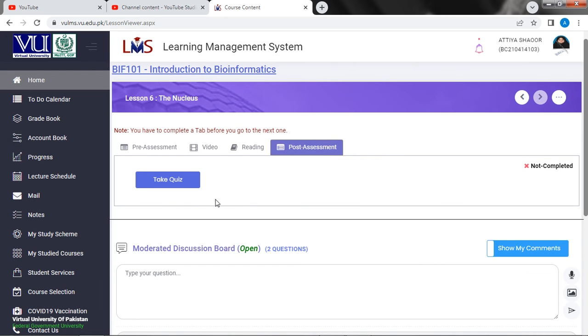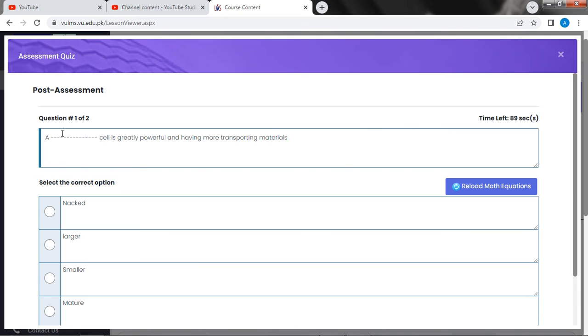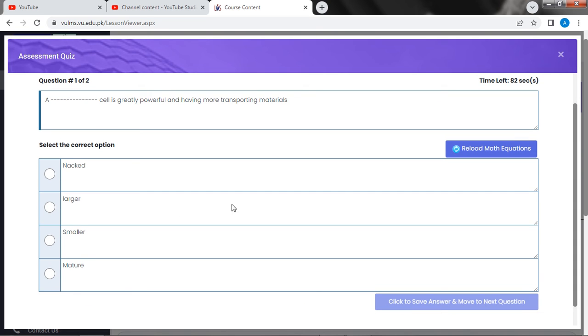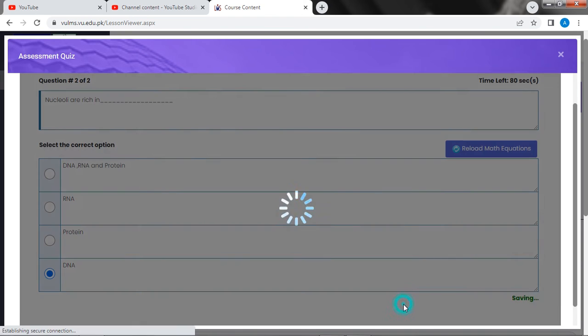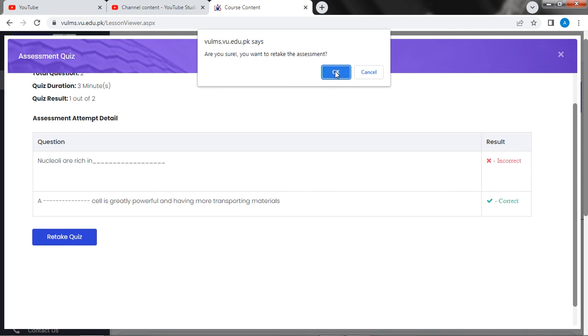A dash cell is greatly powerful in having more transporting materials. A smaller cell. Nucleoli are rich in DNA, RNA, protein. Nucleoli are rich in DNA, no; RNA, DNA, protein, it won't be.